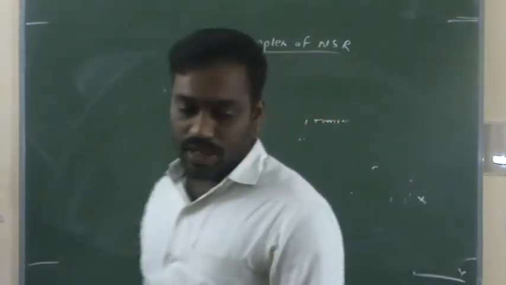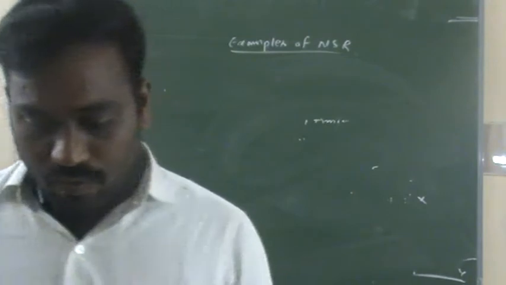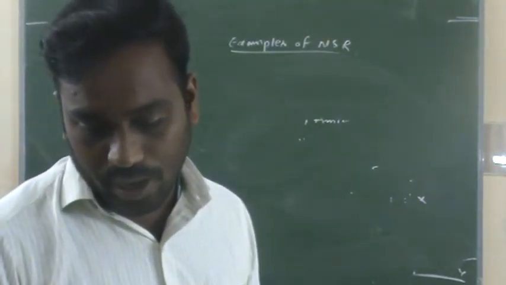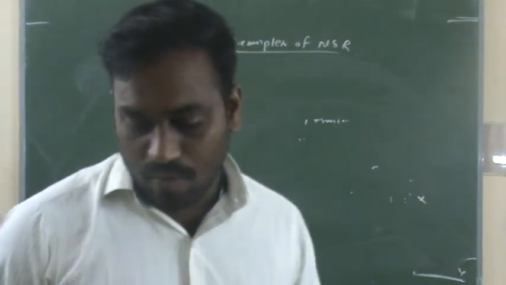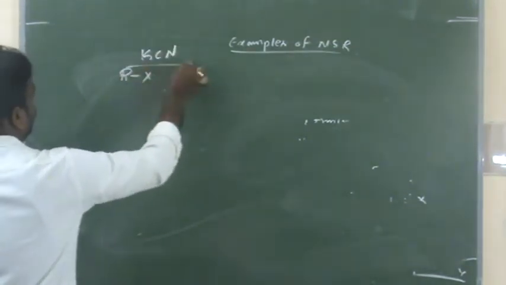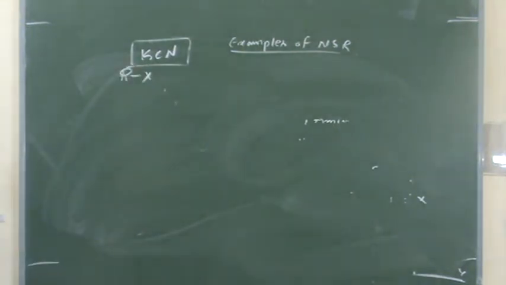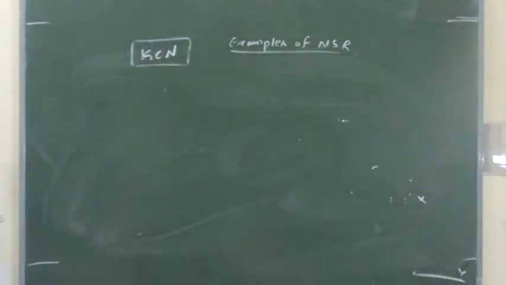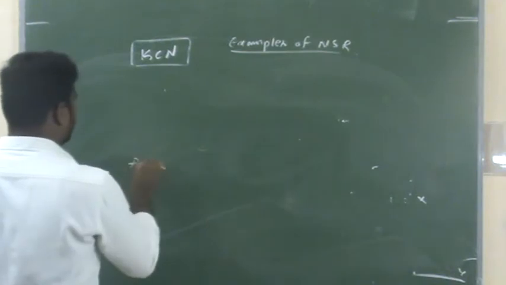Now the next one: when an alkyl halide reacts with KNO2, KCN and AgCN. When you come to KCN, when RX, an alkyl halide, reacts with KCN, what is the meaning of KCN? KCN is nothing but potassium cyanide. That is very important. How does an alkyl halide react with KCN? And another molecule is called AgCN.